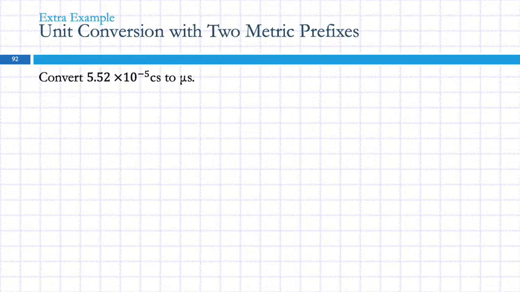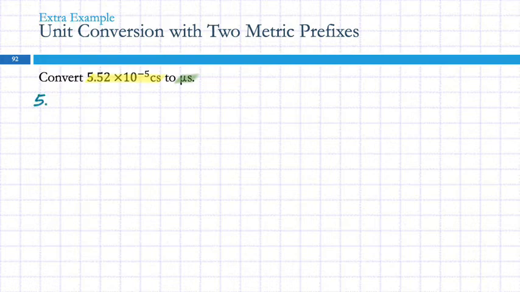Here's one with 2 prefixes. Convert 5.52 times 10 to the minus 5 centiseconds to microseconds. Why would I want to do that? Well, it doesn't matter. We have to do it. What are we starting with? Centiseconds. And what are we ending up with? Microseconds. So I'm just going to follow the same pattern I've been doing.